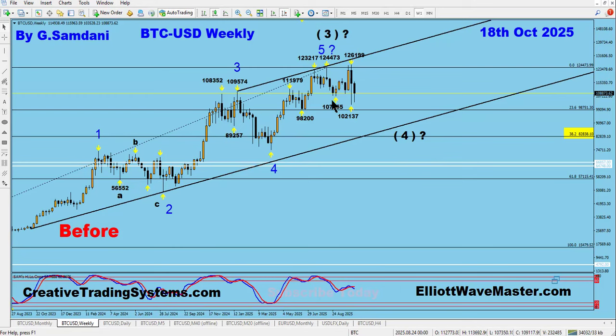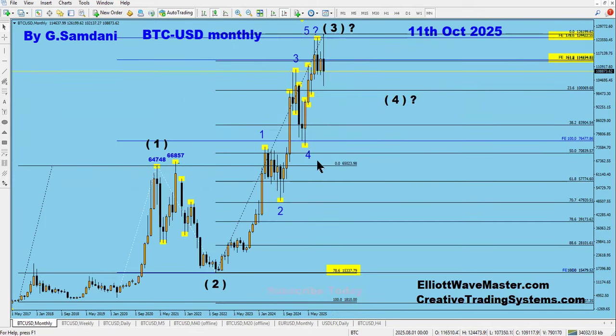So this could be wave A, B, and then C somewhere here. Wave four usually goes back to the last wave four, which is this one, so into this area. Let's see if we can come down here. So this is it for the BTC.